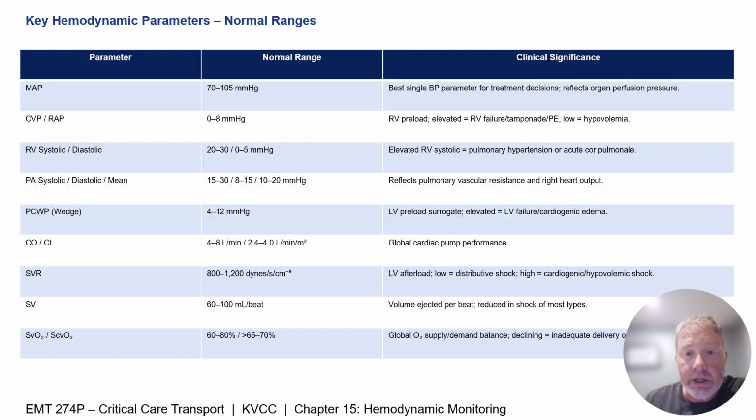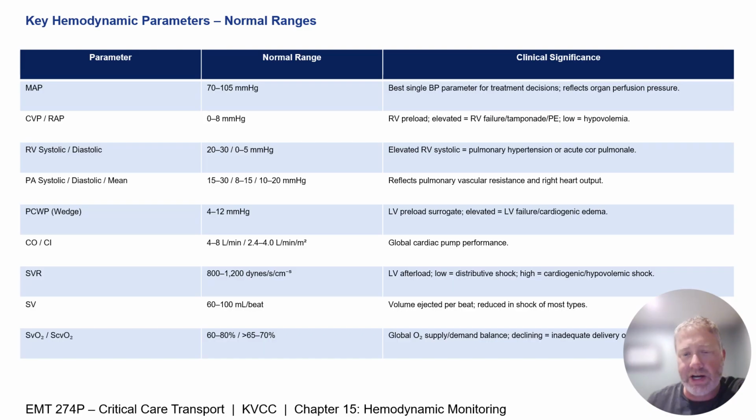Your PCWP, or your pulmonary capillary wedge pressure, estimates left-sided filling pressure. Cardiac output and cardiac index describe the pump performance, so the actual heart performance. The SVR, systemic vascular resistance, reflects afterload. SvO2, saturation of venous O2, and ScVO2 estimate the balance between oxygen delivery and oxygen consumption.